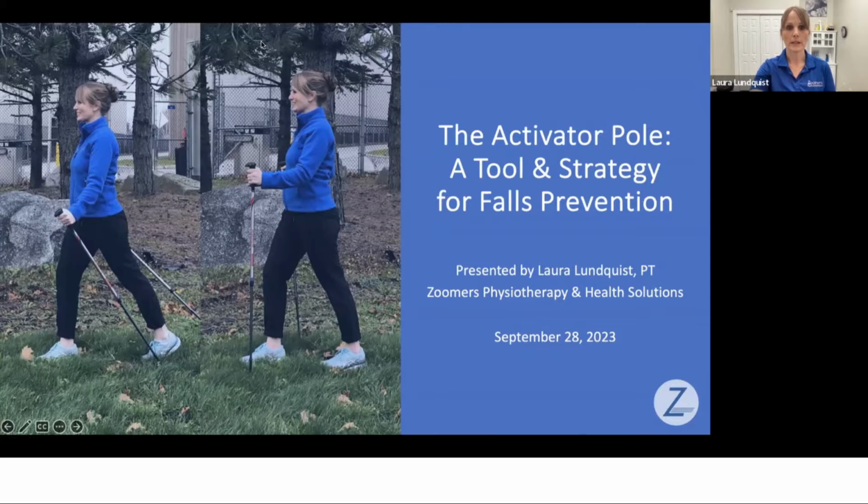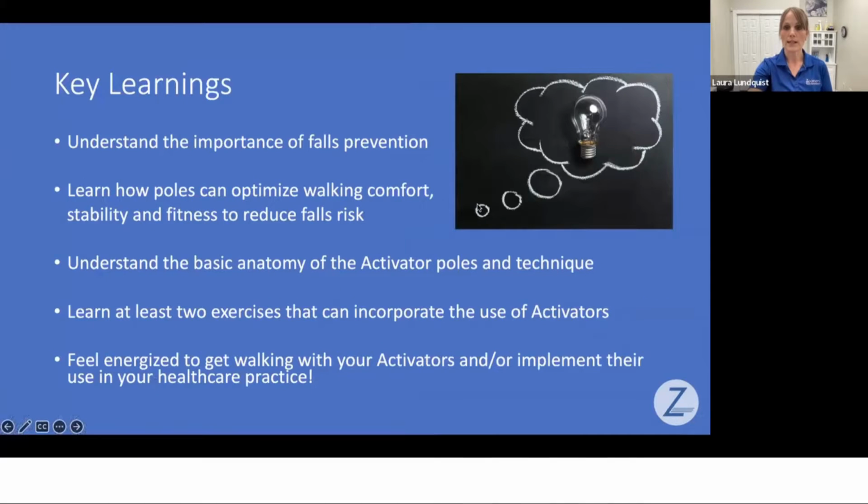Okay. So the Activator pole, let's dive in, start talking about it, start talking about how we can use it, both as a healthcare provider and as an individual using the pole themselves. The things I'm hoping that you walk away with today from a learning perspective is that you really understand the importance, number one, of falls prevention, why we even should be thinking about that. In the US, it is Falls Prevention Month. And so that is the timing of this session.